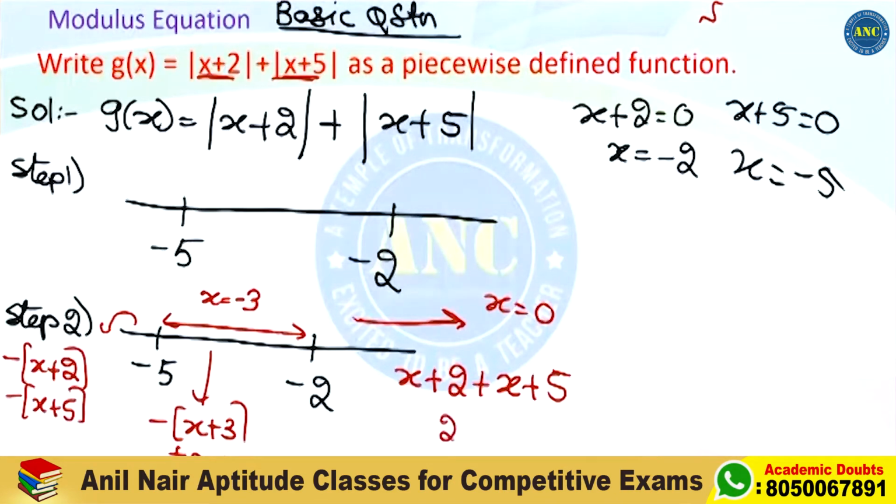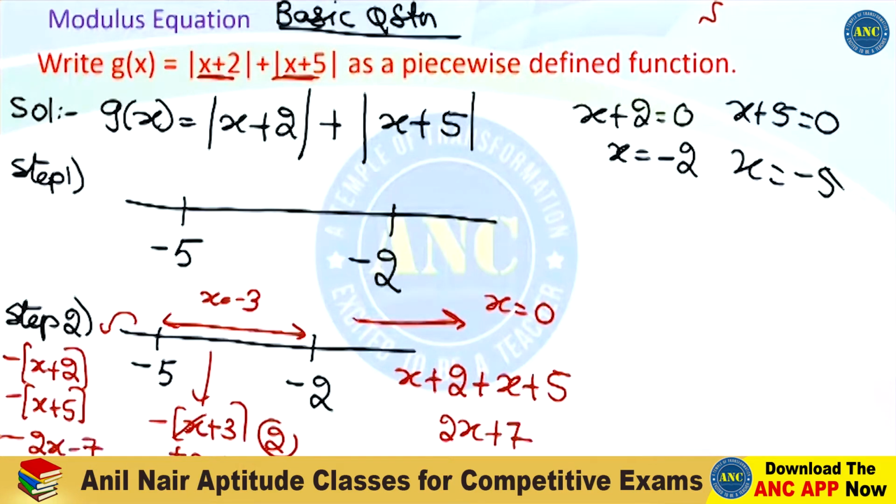Very good question. So any value greater than minus 2 will take 2x plus 7. In between it will take 3. And the left region will take minus 2x minus 7. I'll repeat it because we did not notice that the charger was off. Again, I will repeat it.